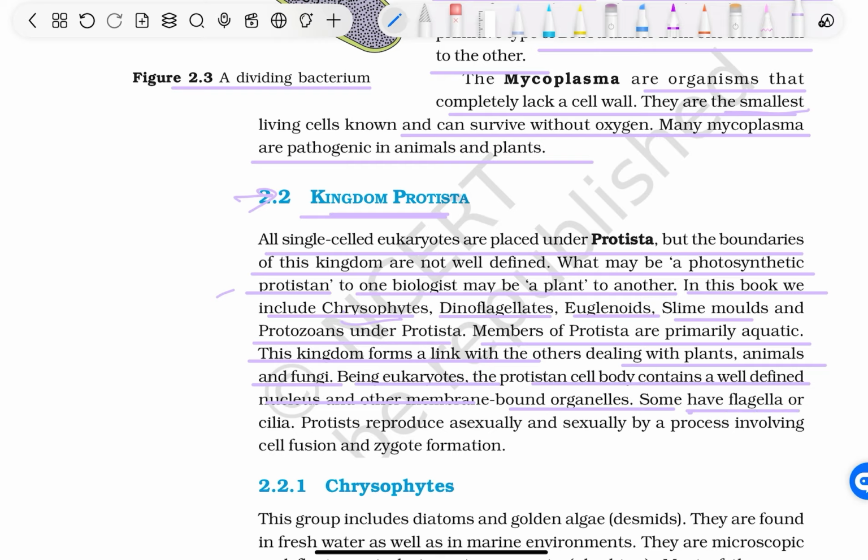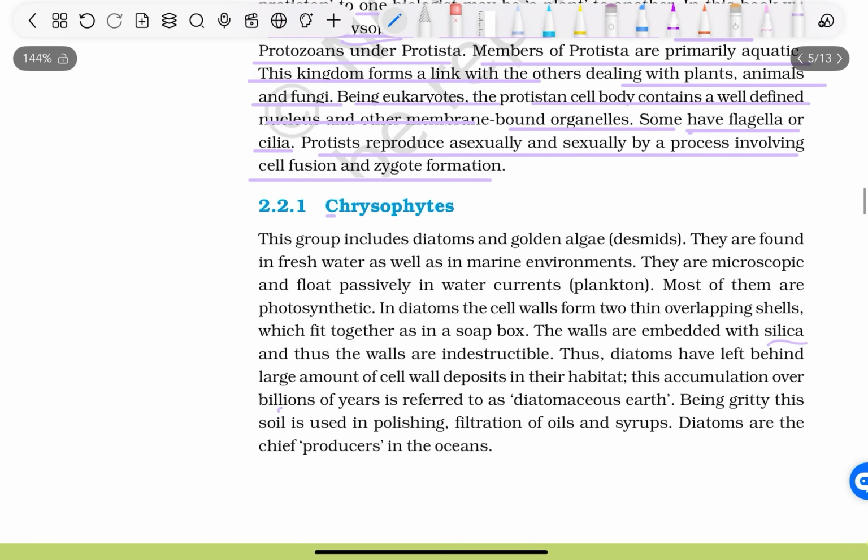Some have flagella or cilia. Protists reproduce asexually and sexually by a process involving cell fusion and zygote formation. Chrysophytes 2.2.1. These groups include diatoms, golden algae, and desmids. They are found in freshwater as well as in marine environments.